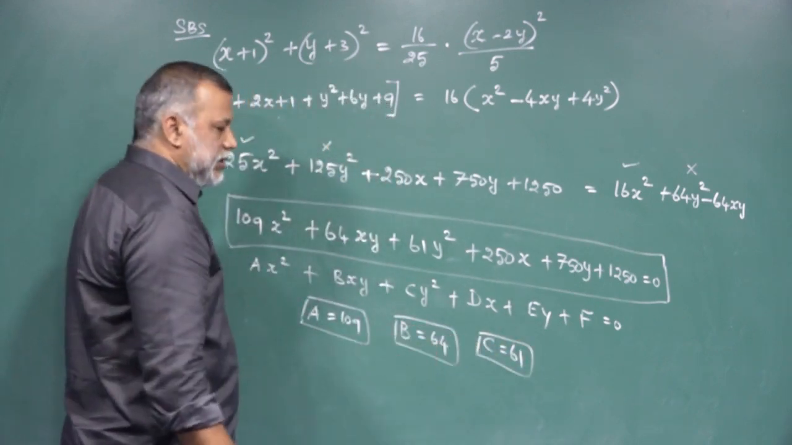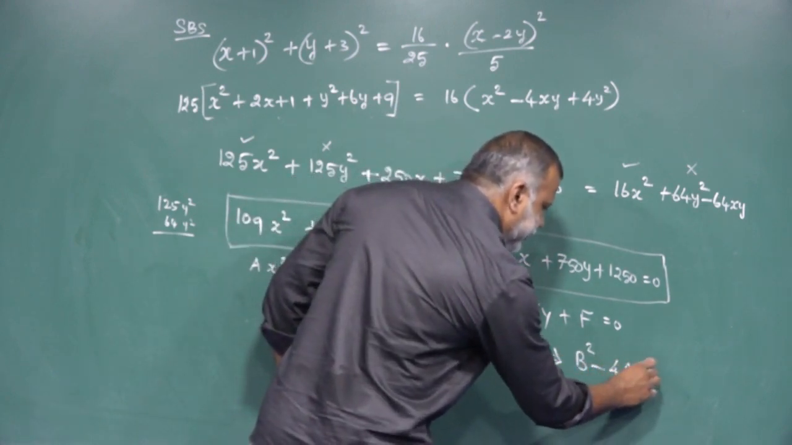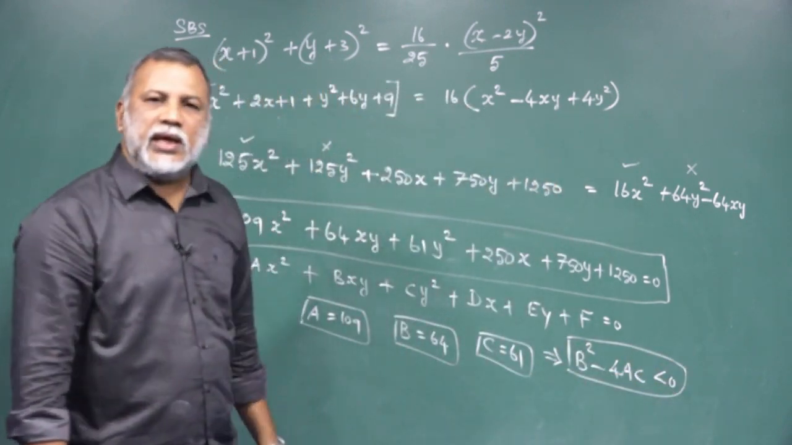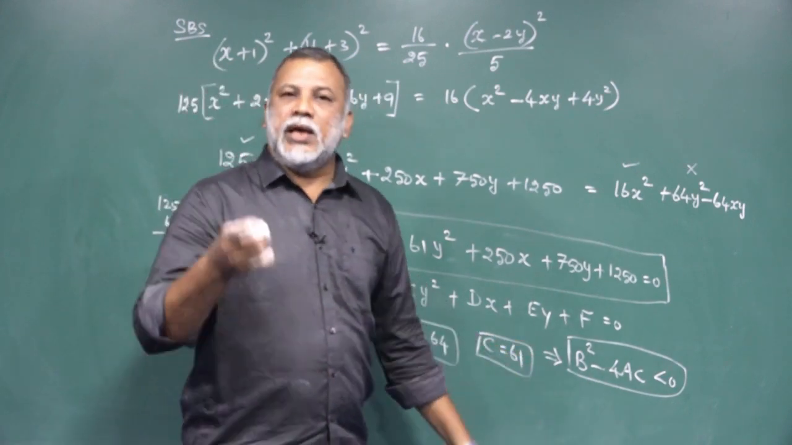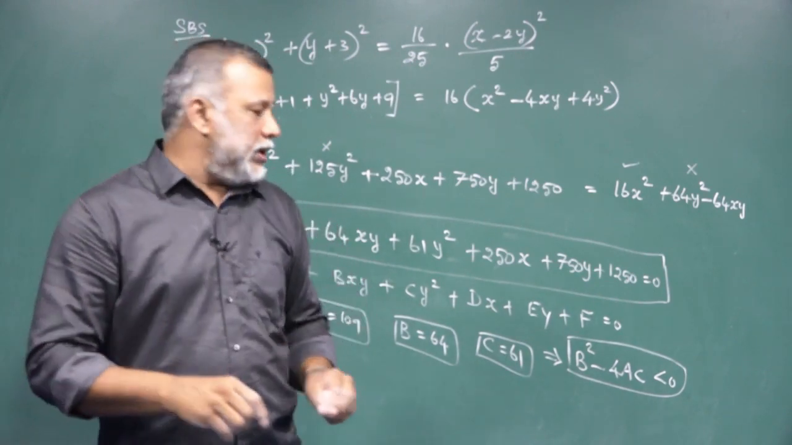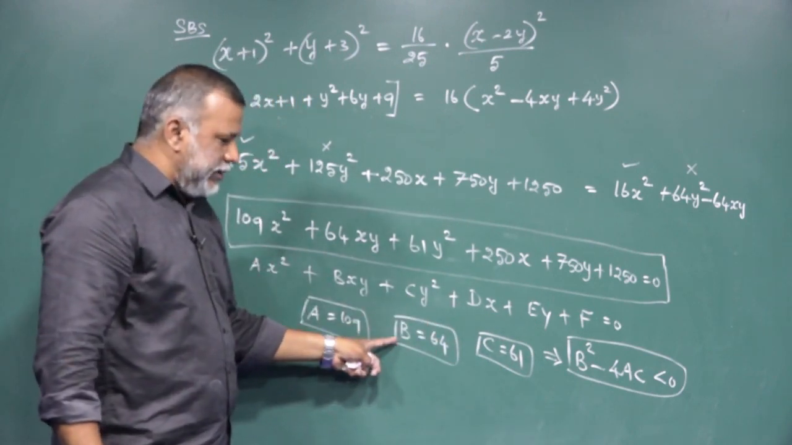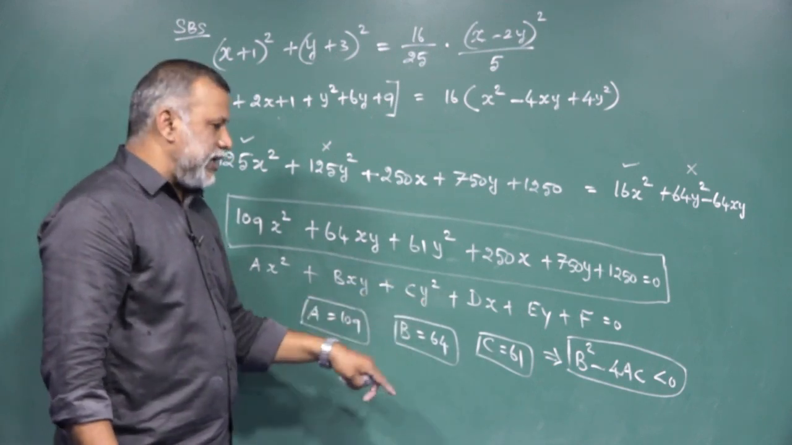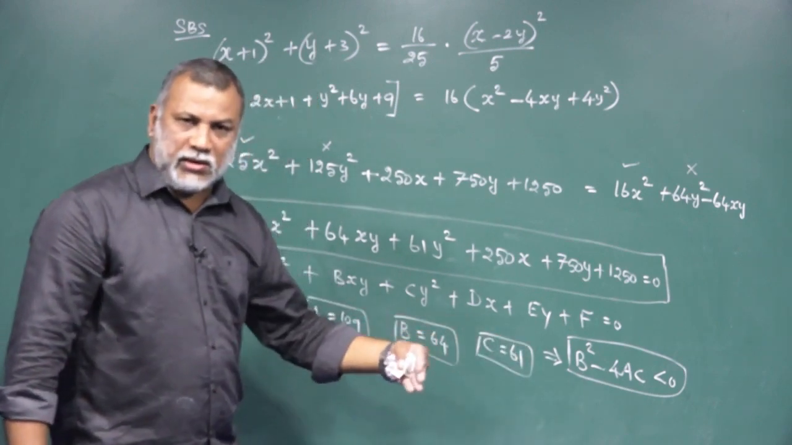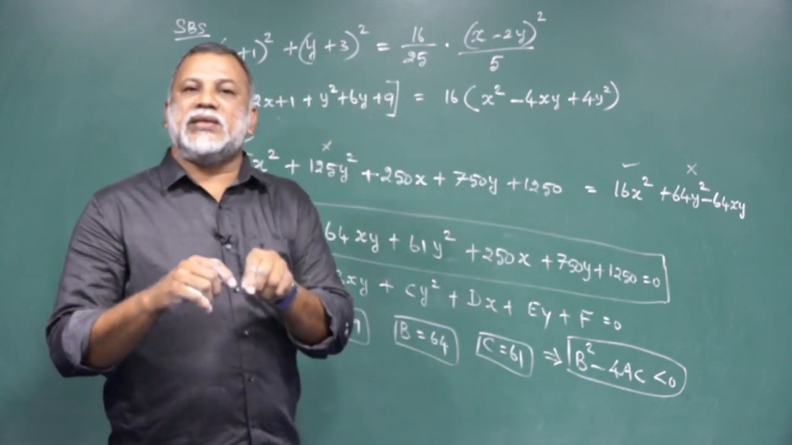Now we are able to verify this. Check this concept: b squared minus 4ac less than 0. We already discussed the same concept in the equation of the parabola, where b squared minus 4ac equals 0. Here b squared minus 4ac is less than 0. See, b is 64. Square that value: 64 squared minus 4 into a into c. You can work it out. It should be less than 0. That means you get a negative number here, and then it represents an ellipse.